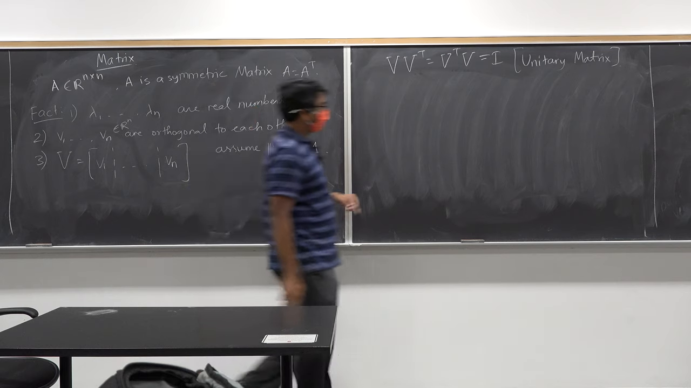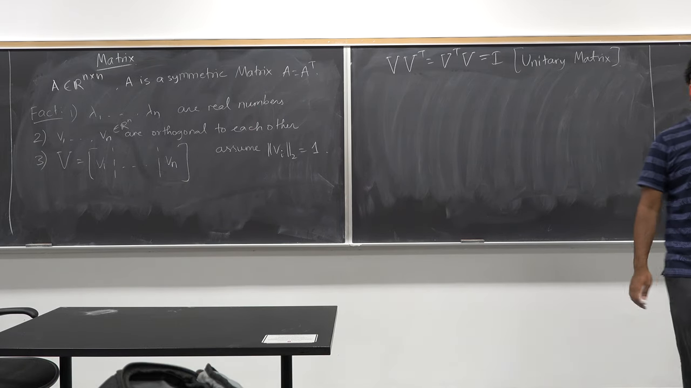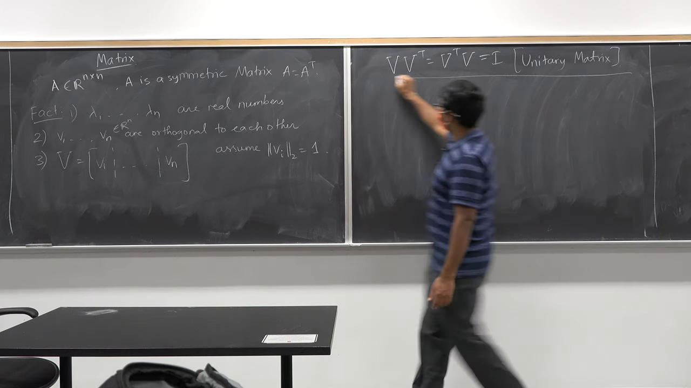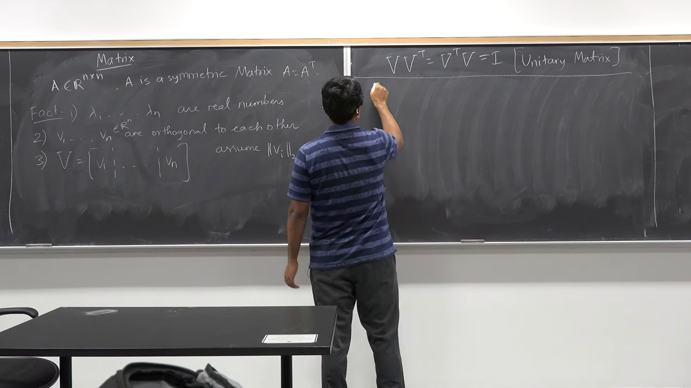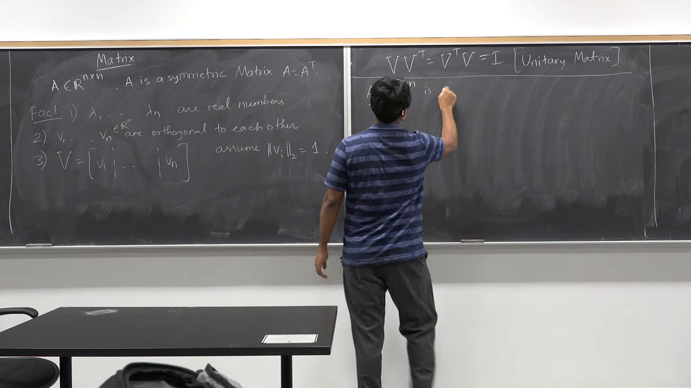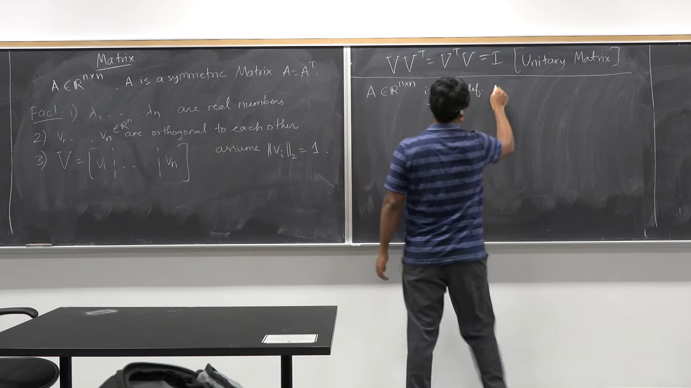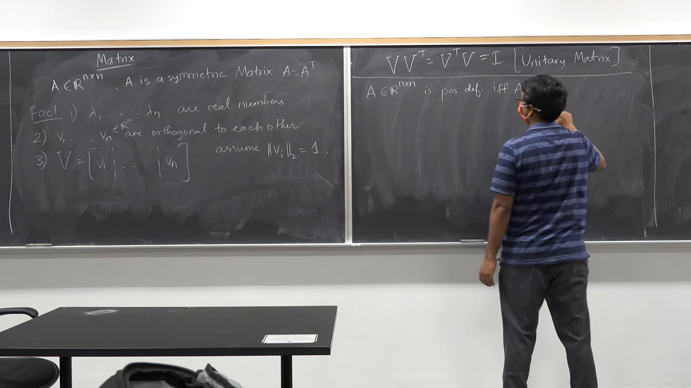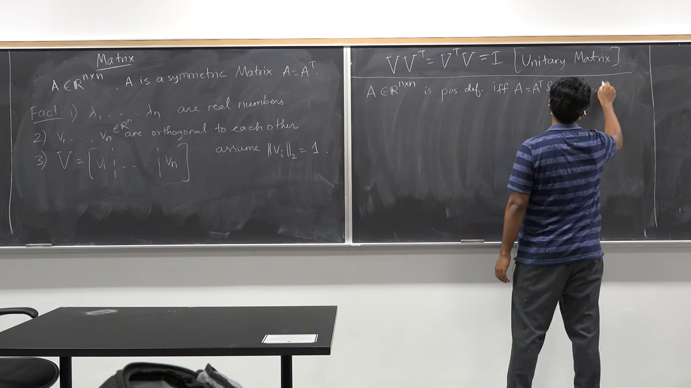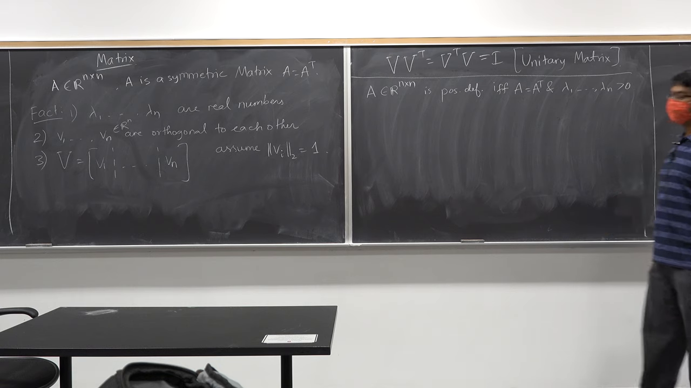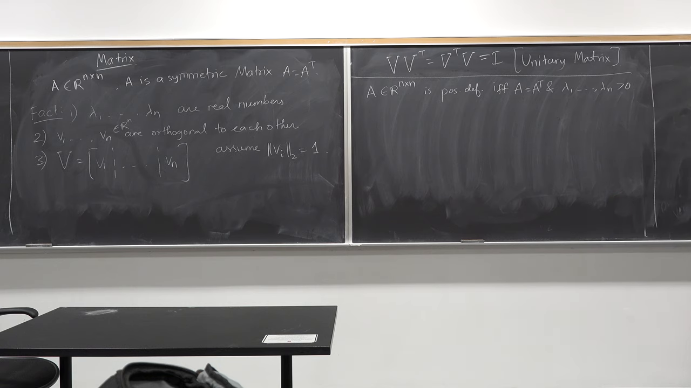In this optimization class, we are always concerned with a very special class of symmetric matrices called positive definite matrices. So let's study what positive definite matrices are. A matrix A is positive definite if A equals A transpose and lambda_1 to lambda_n are strictly positive. So all the eigenvalues are strictly positive and the matrix itself is symmetric. Both these conditions have to be satisfied for a positive definite matrix.